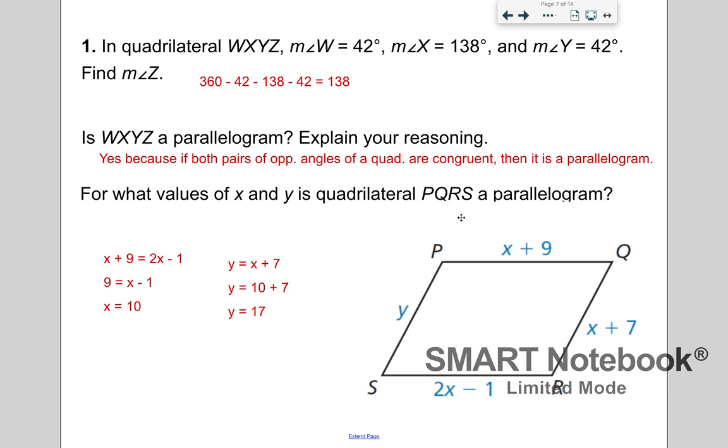All right, for what values is this quadrilateral a parallelogram? Well, in order for it to be a parallelogram, opposite sides have to be equal. So you can see I set that up here. Opposite sides have to be equal. I substituted my answer of 10 from the previous problem in to get that answer.